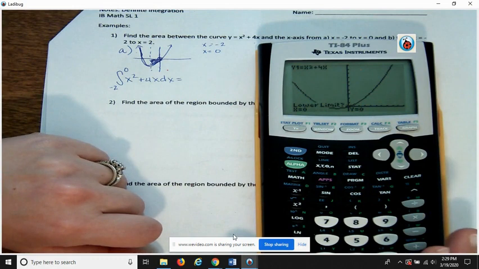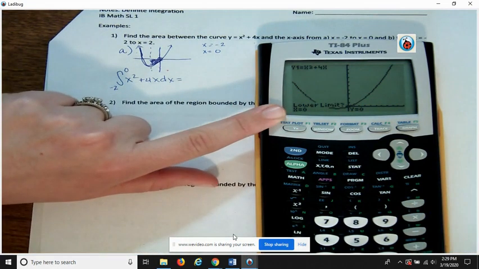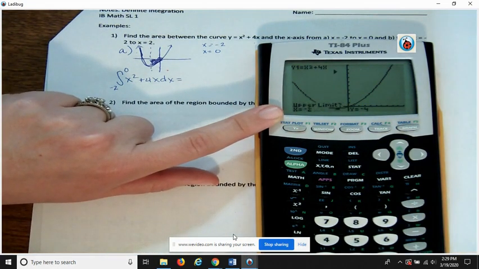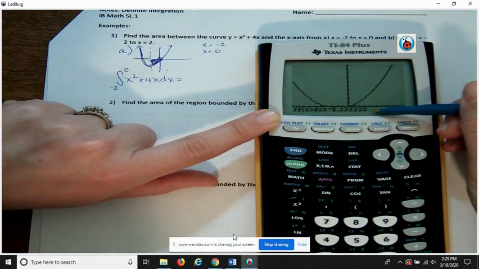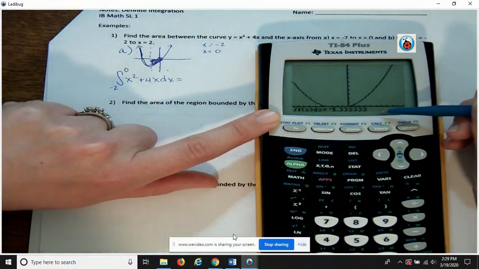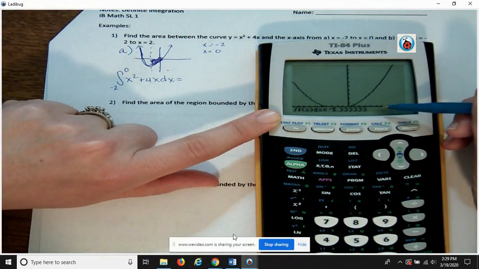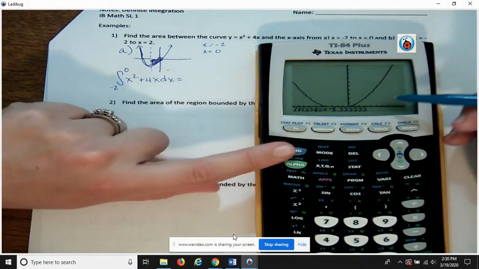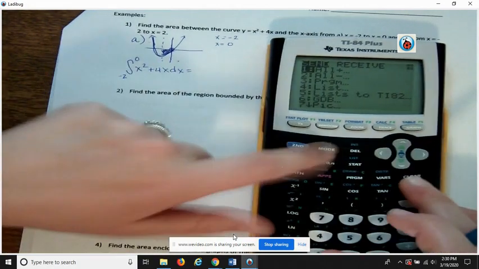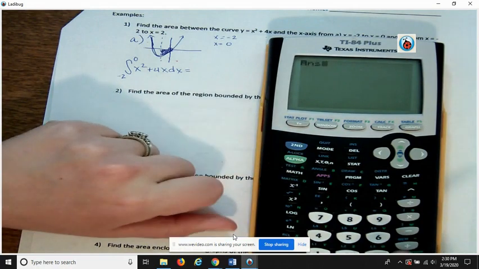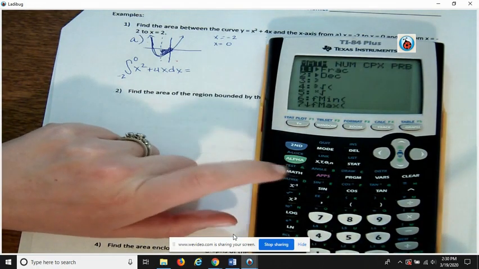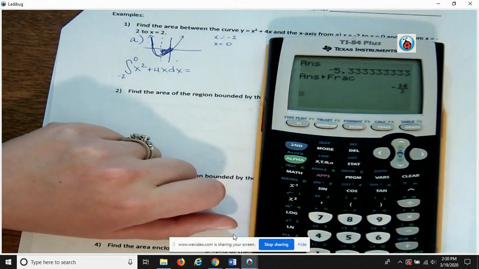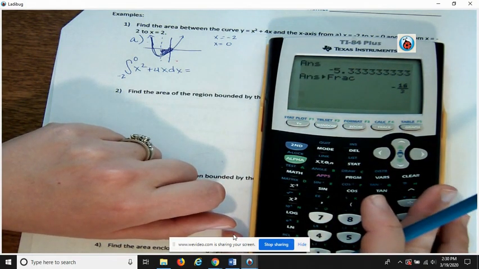And let's see, it asks for your lower limit first. Your lower limit is -2, click enter. Then it asks for your upper limit. Our upper limit is 0, click enter. And then it's going to go ahead and tell you that value. Now notice that this value is a decimal. If you are not happy with that decimal, quit this and then click second answer, and it will give you that value again, and then do the fancy frac thing, math, enter, and it will give you -16/3.